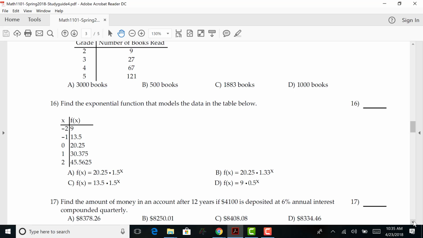e to the 0.405465 comes up to what? It's 1.5? So we're going to pick answer A, correct? Yes. So that one comes out okay. Alrighty. Questions?